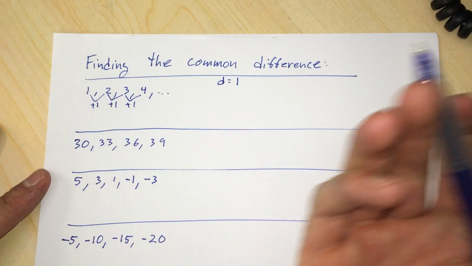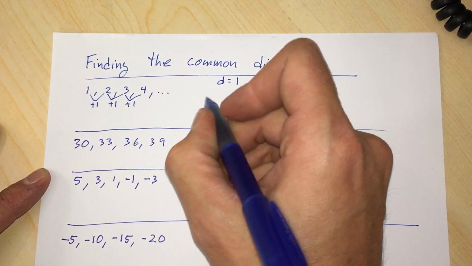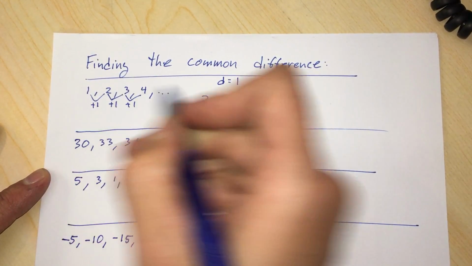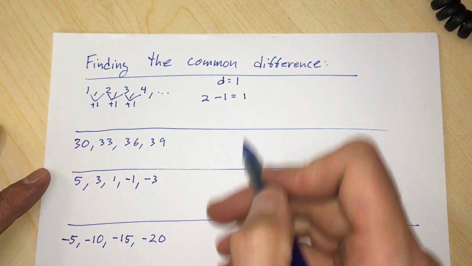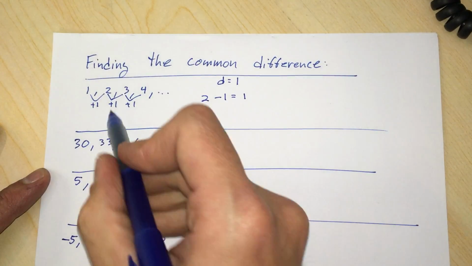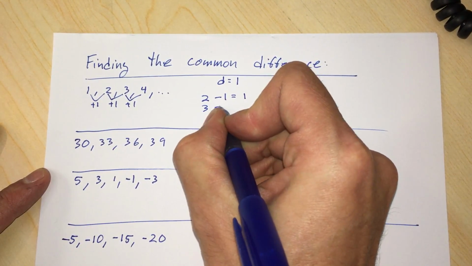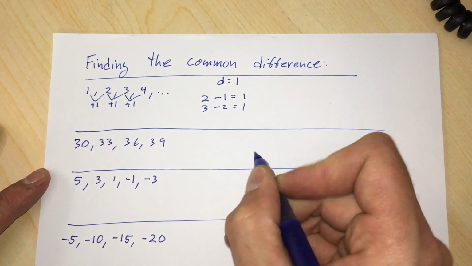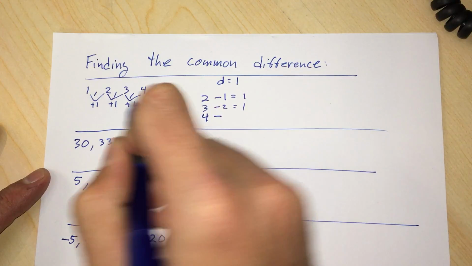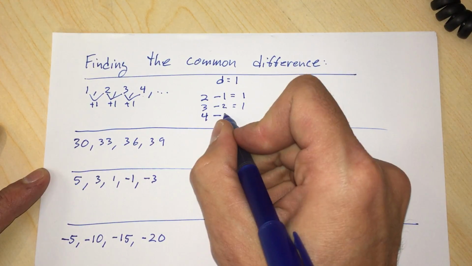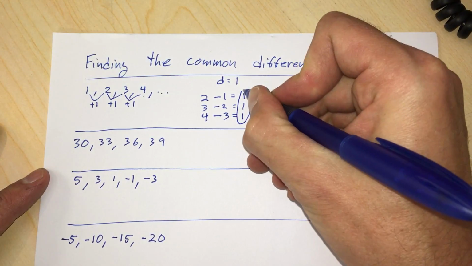What if you had to do some actual math with it in subtraction? So you're going to take that second term and you're going to subtract the first term from it. And 2 minus 1 is 1, which makes sense because our common difference is 1. Then you're going to take the third term and subtract the second term from it. So 3 minus 2 is 1. And then you're going to take the last term, 4, and subtract the 1 right before it. 4 minus 3 is 1. So our common difference is 1.